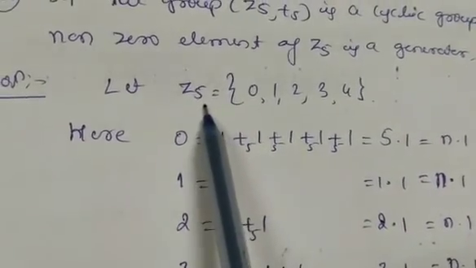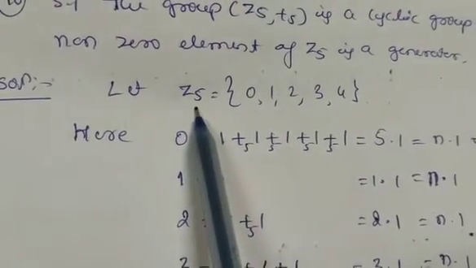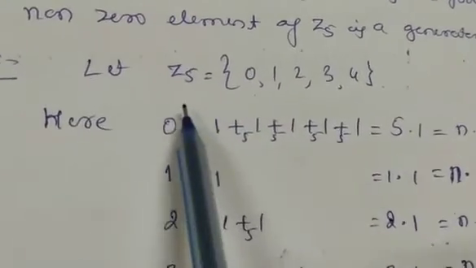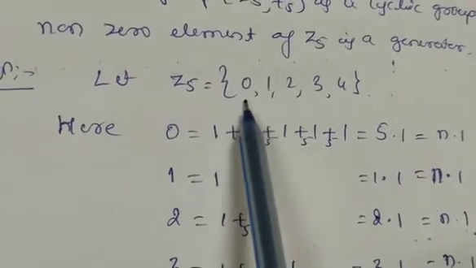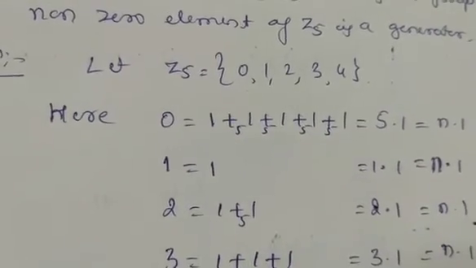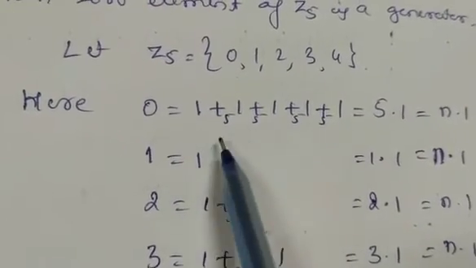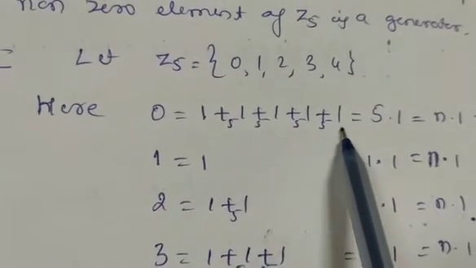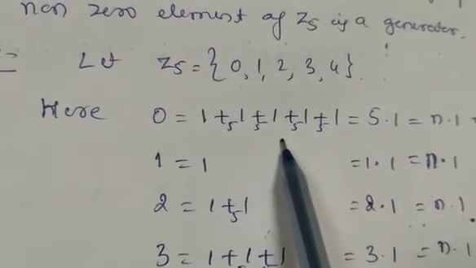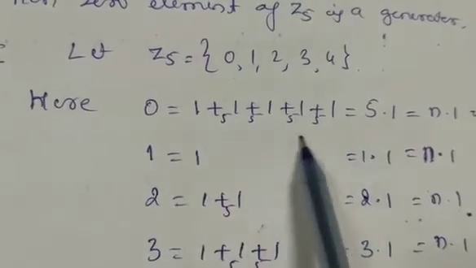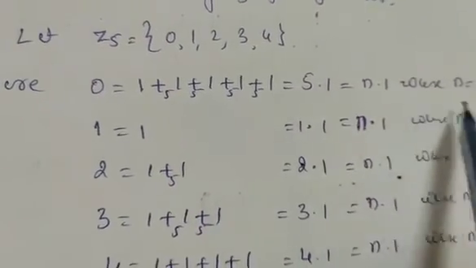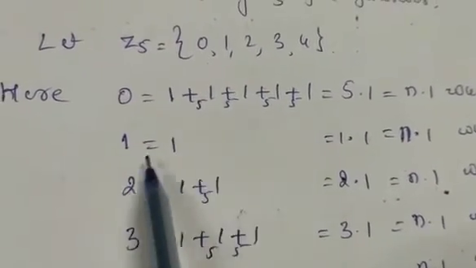So this example, Z4 under addition mod 4, you have done, no? It is exactly the same. So Z5 is 0, 1, 2, 3, 4. Here 0 can be taken as 1 plus 1 plus 1 plus 1 plus 1, 5 times. 5 divided by 5 gives the remainder 0. Therefore 0 is 5 times of 1, so here n is equal to 5, and this 1 can be taken as 1.